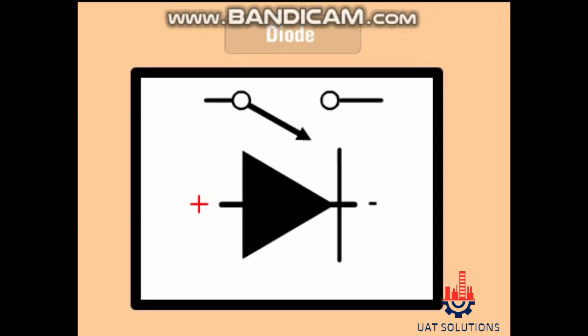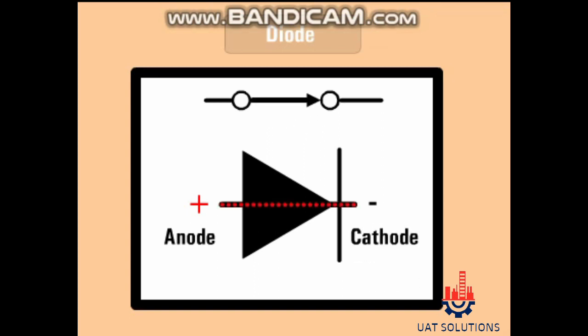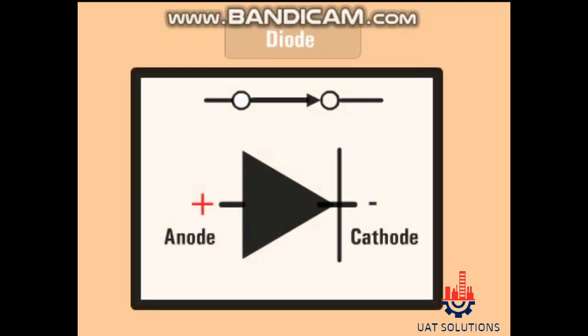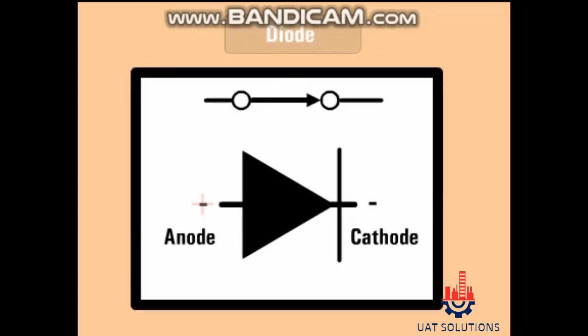As shown here, when a diode is used in a completed circuit with a positive voltage connected to the anode and a negative voltage connected to the cathode, the diode conducts and current flows through the diode. This state is referred to as being forward biased. When the diode is used in a completed circuit with a negative voltage connected to the anode and a positive voltage connected to the cathode, the diode does not conduct and no current flows through the diode. This state is referred to as reverse biased.